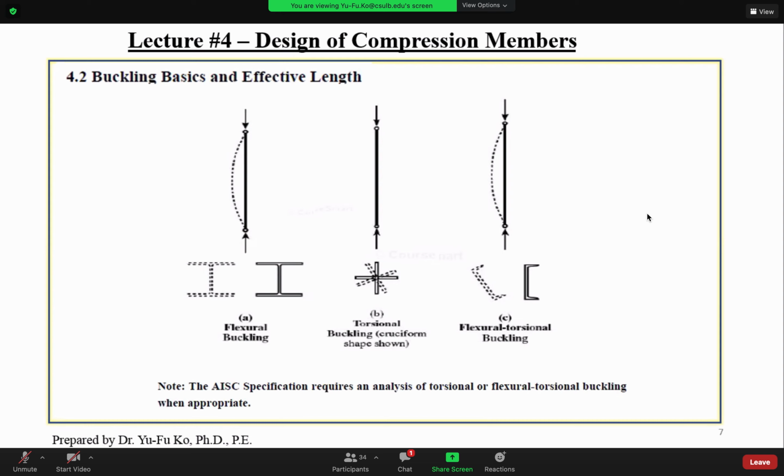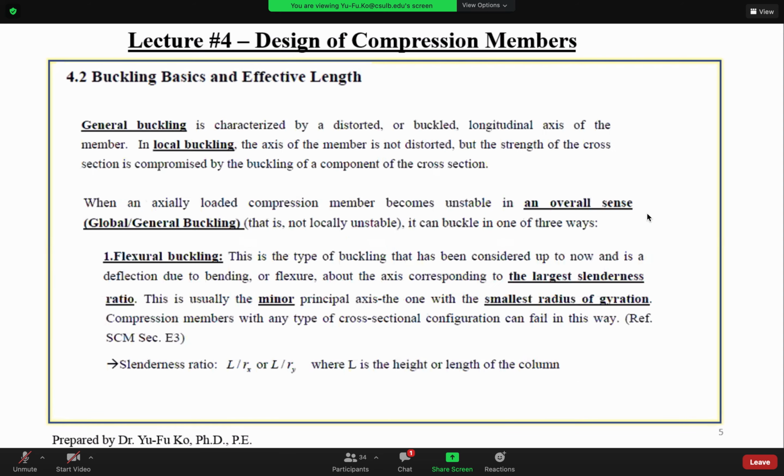Alright, with that being said, let's go back to the discussion of flexural buckling.